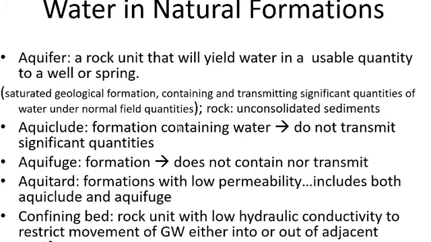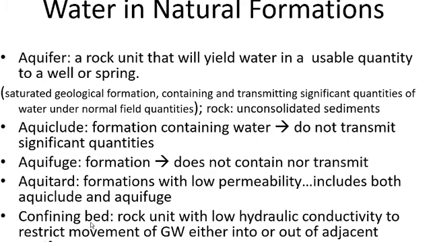So, these are formations containing water that do not transmit significant quantities. So, aquiclude is having water in it, but it is not transmitting the water. And then we have aquifuge, a formation that does not contain nor transmit. And the third one is aquitard, formations with low permeability, which includes both aquiclude and aquifuge.